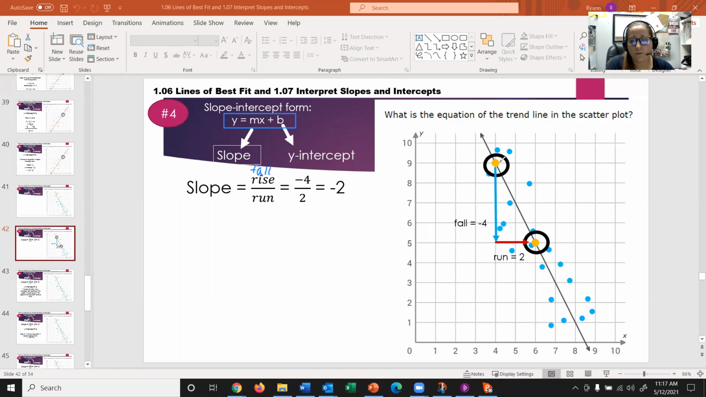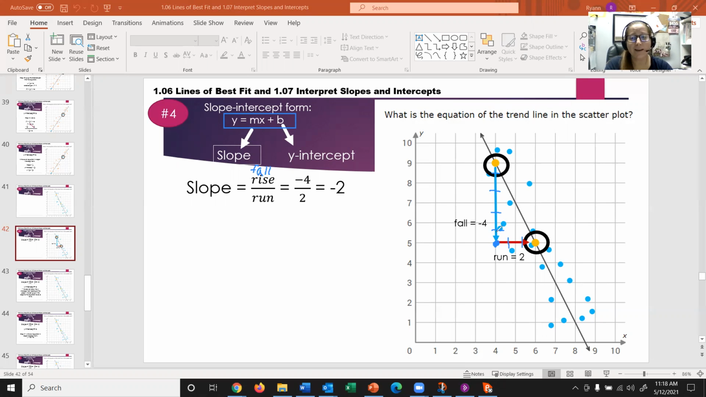So from this first point, we're going to count. We're going to go down 1, 2, 3, 4 places, and we're going to stop right here. The reason we stop right here is this is level with that other ordered pair that we have chosen on this trend line. So we're going to say that the fall is -4. And then the run, we're going to start from this point here, and we're going to count over to that other point. 1, 2 places. And that's going to give us our run.